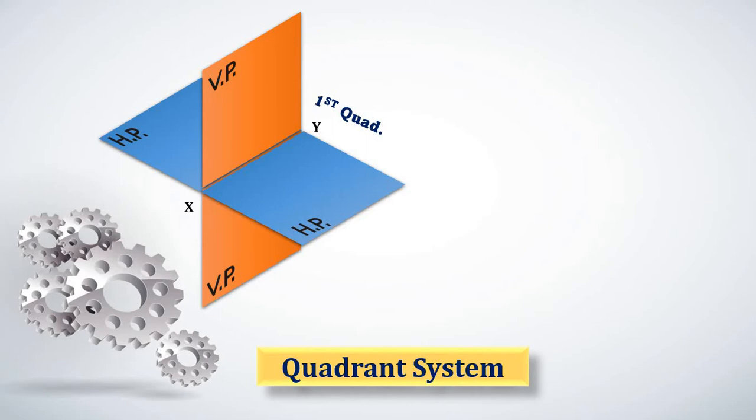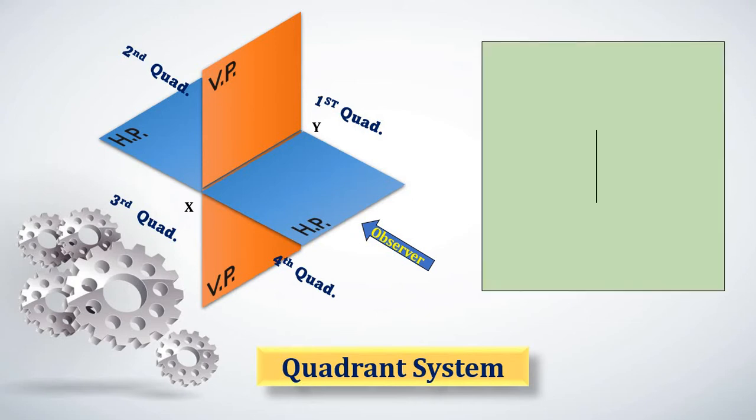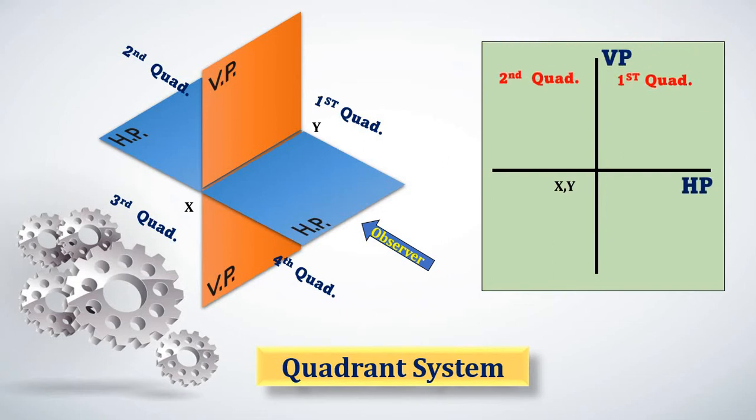And the quadrants are named as first quadrant, the second quadrant, then third quadrant, and the final fourth quadrant. And this is the observer. When we see this quadrant system in 2D, if you can see now, we will be getting the vertical plane, horizontal plane, then all the quadrants. This is how the 2D view of the quadrant system looks like.